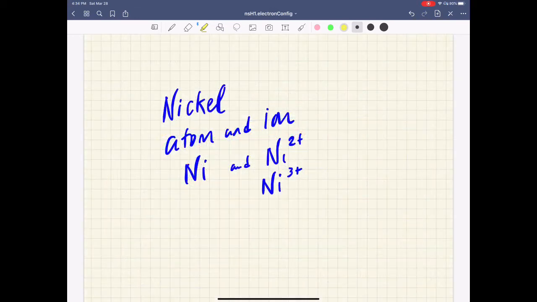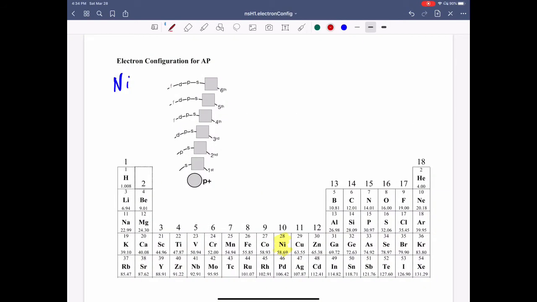Now let's finish our treatment of atoms versus ions with the nickel atom and the nickel ion. Nickel, of course, has the ability to form either nickel 2+ or nickel 3+. We'll take a look at both. So nickel, again, let's remember that this would be the S block. This area here is our D block. Let's not forget our P block.